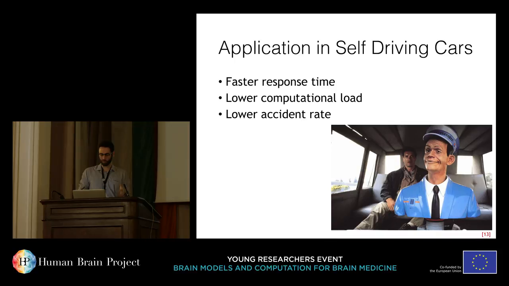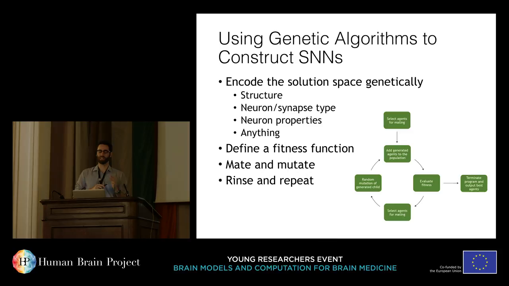So now I'm going to briefly talk about the work that I'm doing, which is using genetic algorithms to construct spiking neural networks. So the first step is to define the solution space. This is the properties that you're going to allow it to control. So this can be the structure, the neuron type, whether the neuron is excitatory or inhibitory, essentially anything you want. And this is just randomly coded within the genes, to start anyway. And then you define the fitness function.